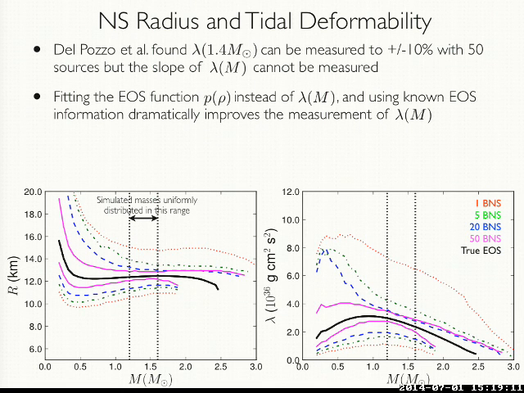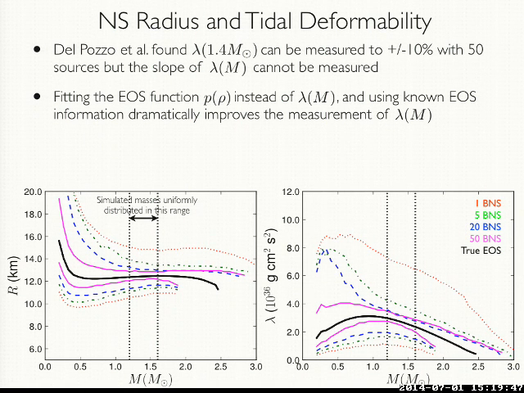The samples that we chose are from 1.2 to 1.6 solar masses. But because we parameterize the equation of state instead of the tidal parameter or the radius, you can actually measure the radius and the tidal parameter for a wide range of masses. This is because there's a lot of information about the equation of state. It has to be monotonic, it has to be causal, and it has to produce a maximum mass greater than 2 solar masses.